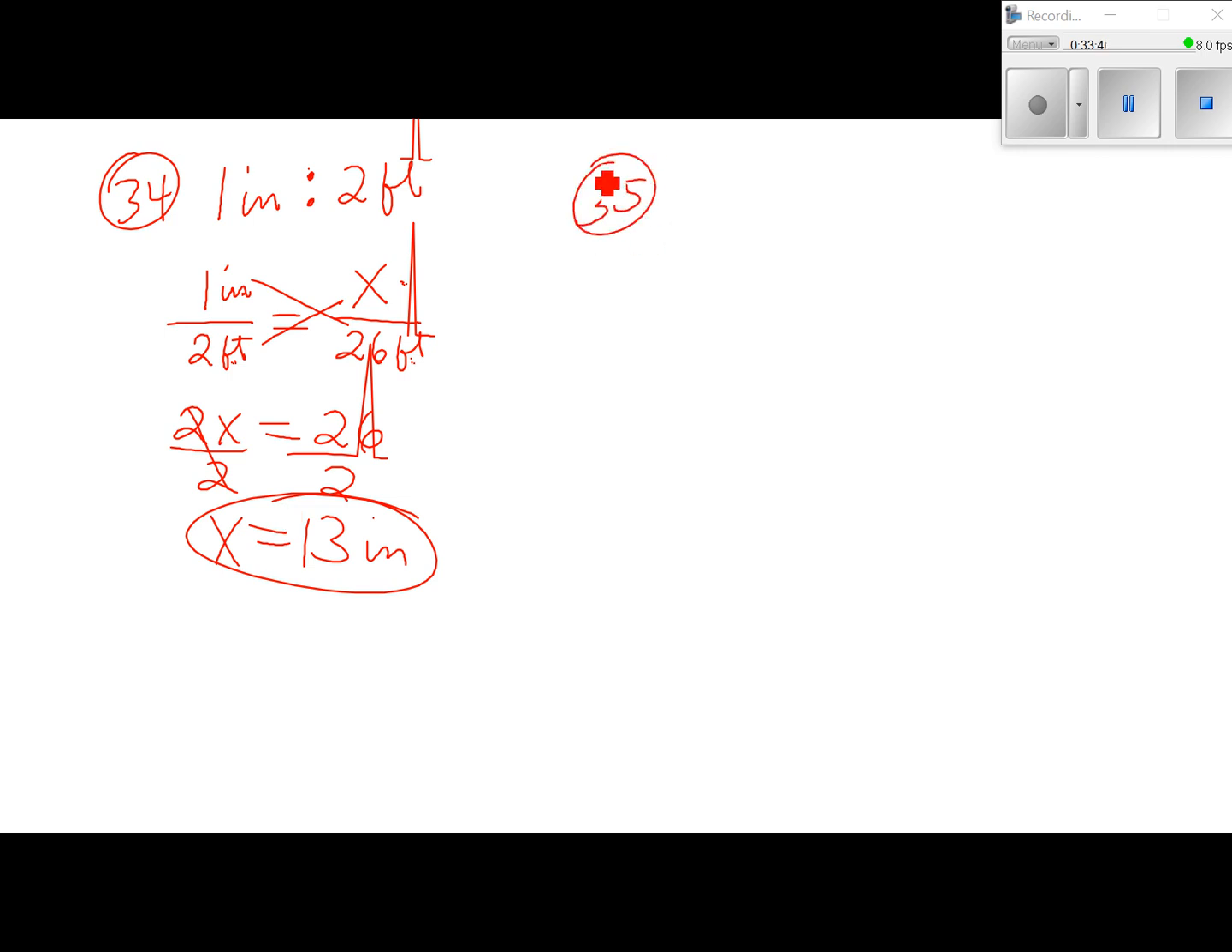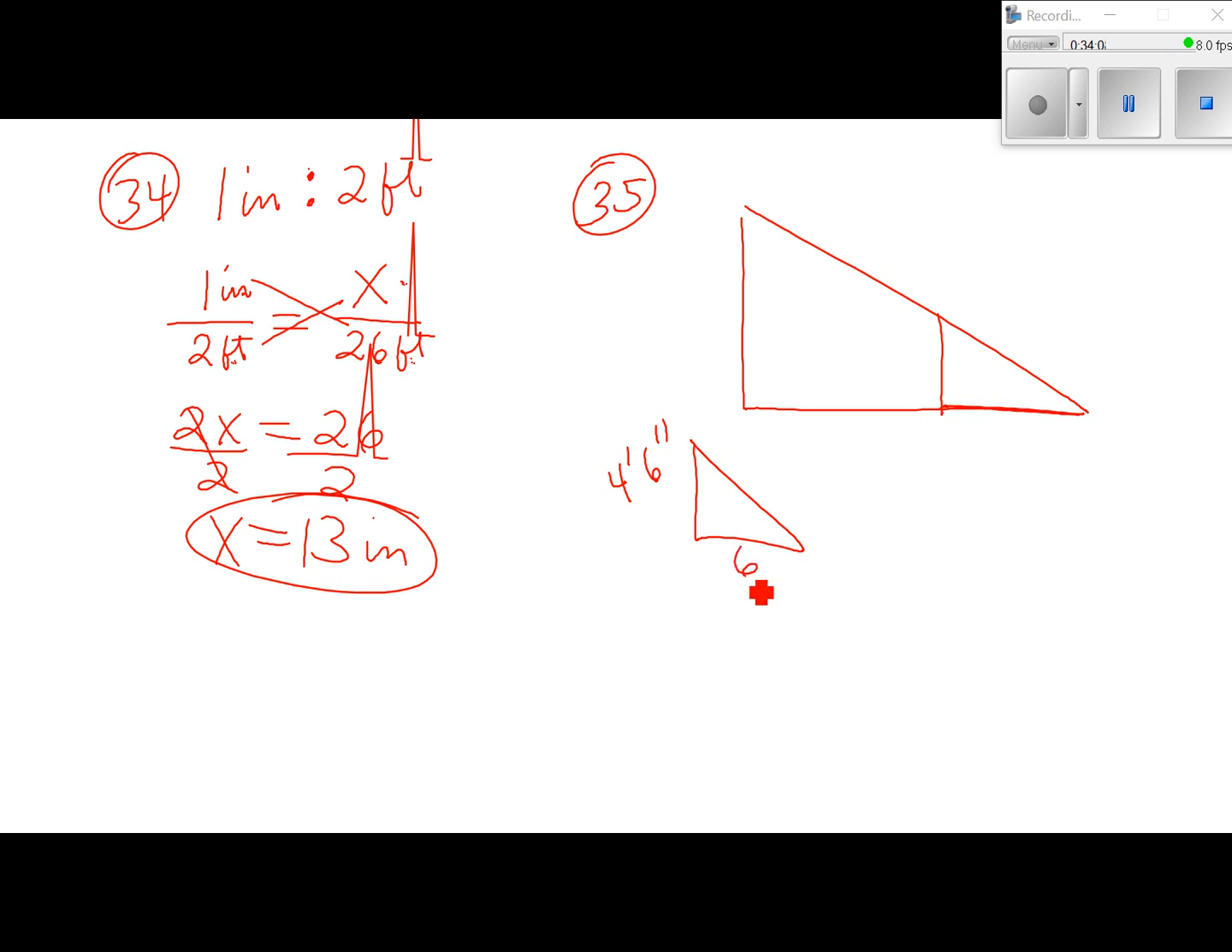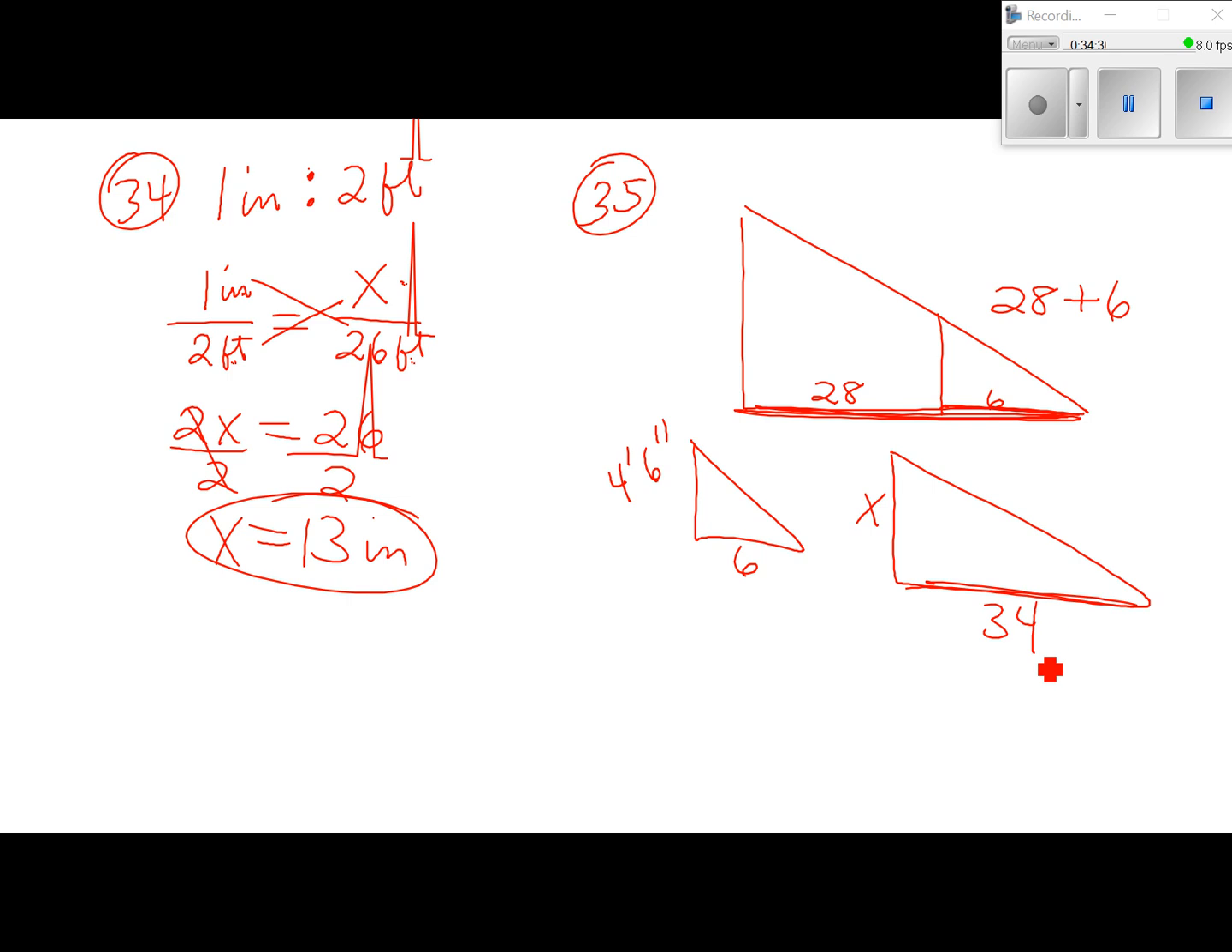35, not going to draw the building and the person, but it looks like they use shadow method 2 there. You got your building and its shadow, then you got your person standing here and their shadow, and we're just comparing those two. So what I'd probably do is I'd separate the 2 triangles. The little triangle is the person's triangle, and it says the person is 4 feet 6 inches tall, and the person's shadow is 6 feet. Then for the building's triangle, building's height is x, and the building's shadow, you got to be careful here because this part's 28, this part's 6, but this is the whole shadow all the way, so we got to take 28 plus 6, so the whole shadow is 34.